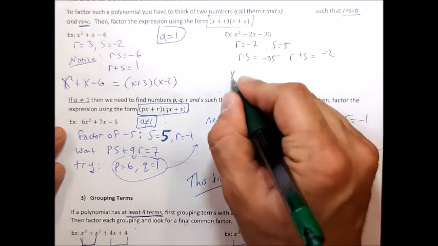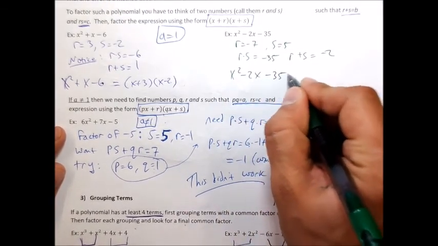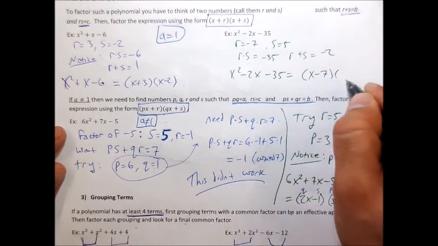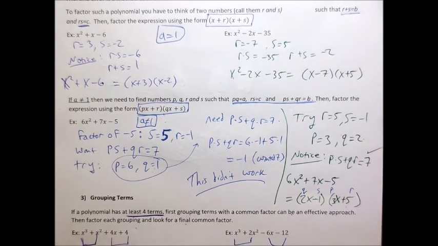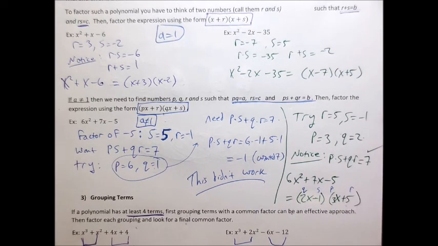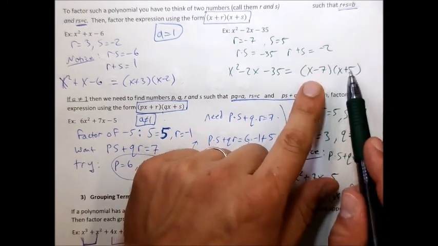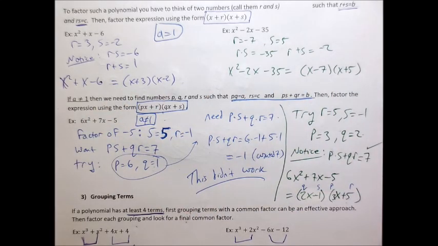And so we can just say that x squared minus 2x minus 35 can be factored into x minus 7, x plus 5. Yeah, that's fine too. And we could change the order of those too, right? You could write x plus 5 times x minus 7. That's also good. Is that one all right?